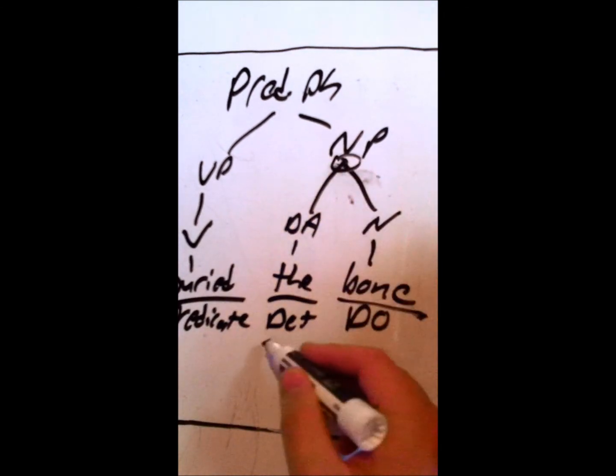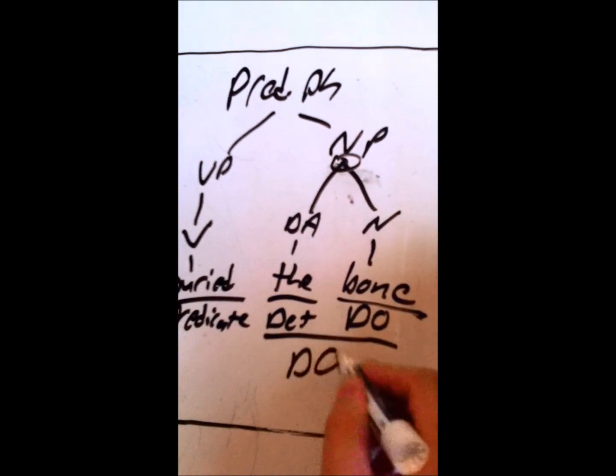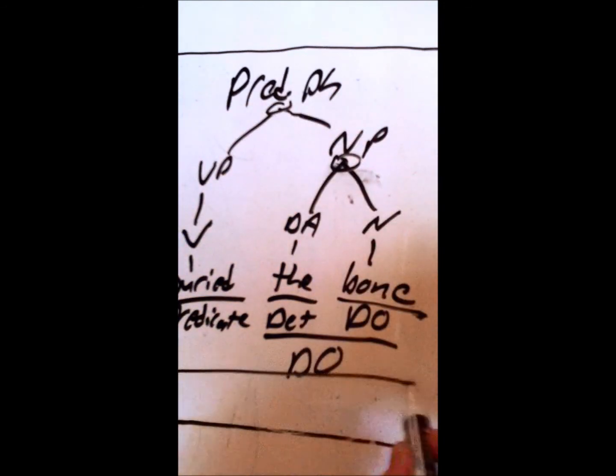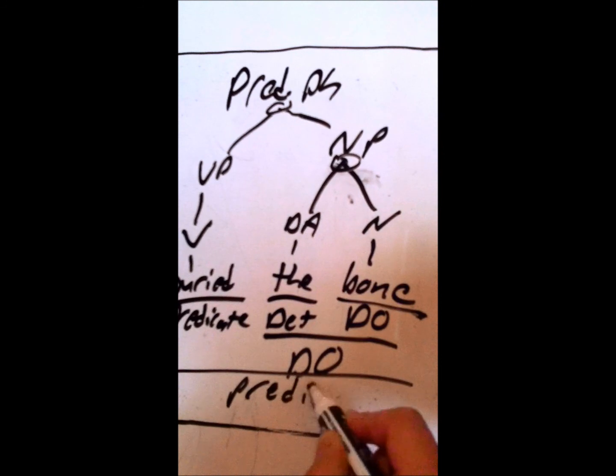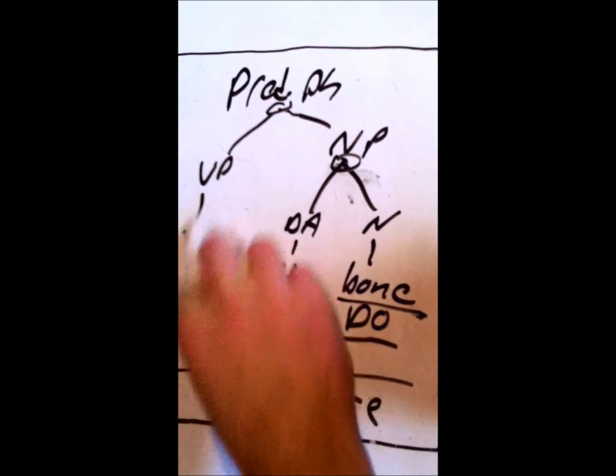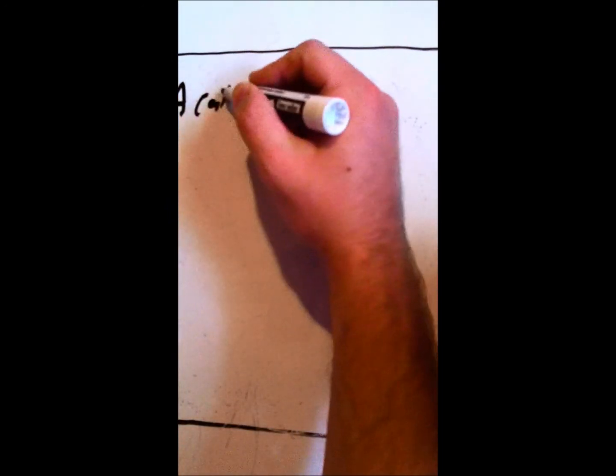Now, we need to satisfy that node, just like in the first one. The whole phrase, the bone, is the direct object. Further satisfy the node in the predicate phrase, and that whole buried the bone is the predicate. Let's look at another example. A cat ate my bird.